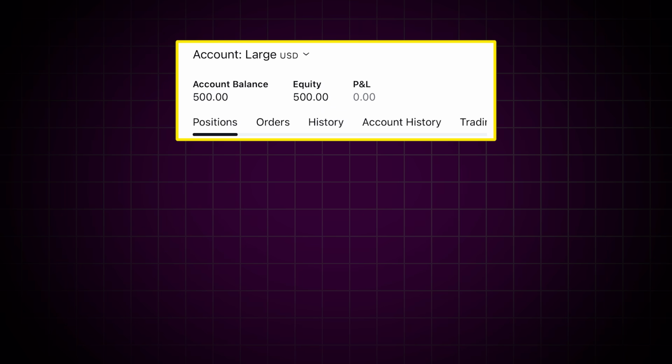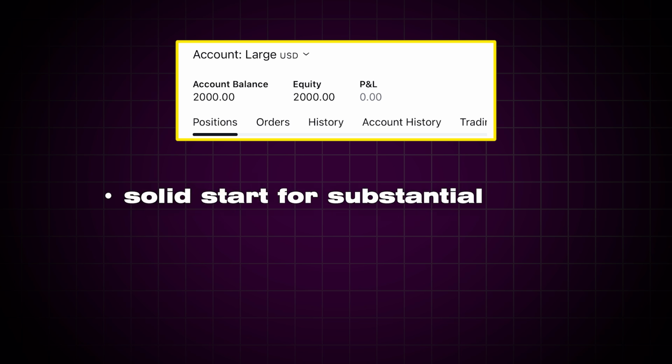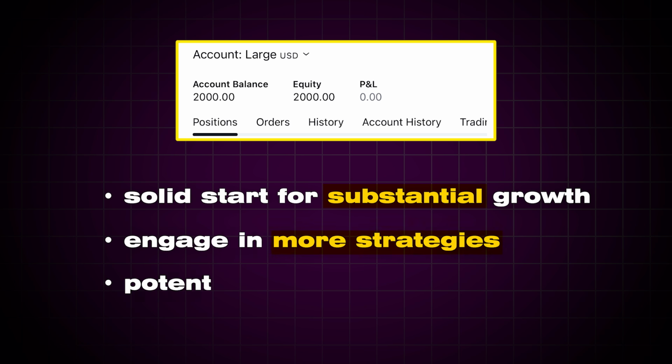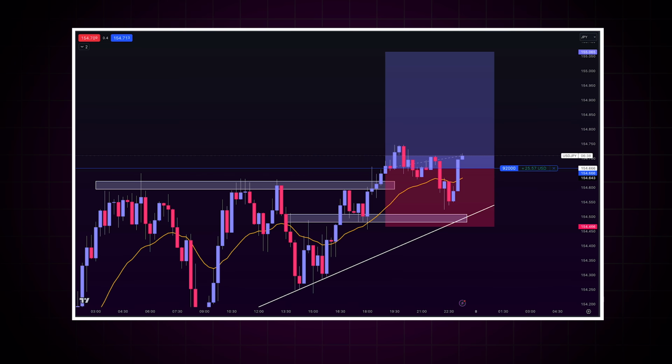However, if you're able to start with $500, $1,000, or even $2,000, you already have a very solid foundation for more substantial growth because they simply allow more flexibility in your trade sizes. You can also engage in a wider range of trading strategies. You can set slightly bigger stop loss orders that are more in line with the market's volatility, which basically reduces the risk of premature exits from potentially profitable positions. And this means that you can give your trades more room to breathe, which increases the likelihood of capturing larger market movements.